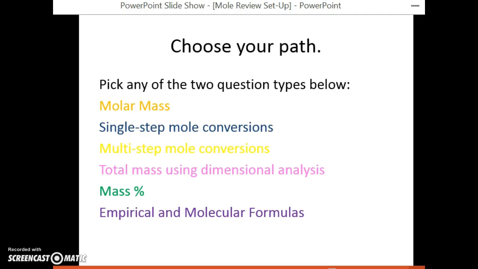Behind Alondra, there are 6 types of problems. They're color-coded. The orange is for molar mass. The blue is for single-step mole conversions. The yellow is for multi-step. That's the kind that we just did as the bell ringer. Purple is for total mass, pink is for total mass, green is for mass percent, and purple is for empirical and molecular formulas.